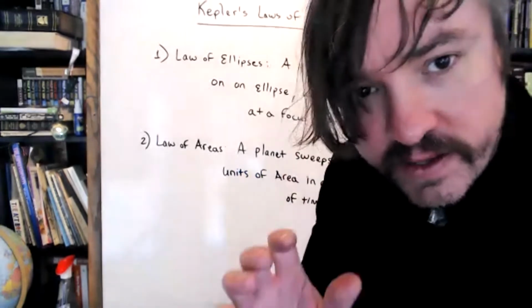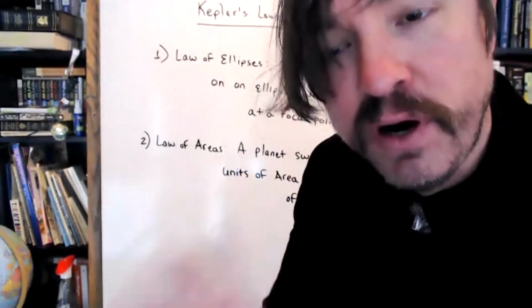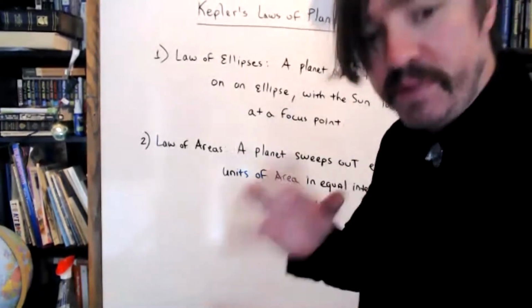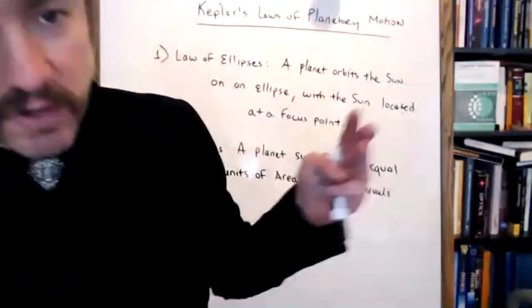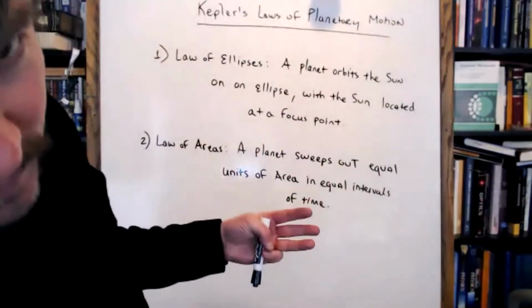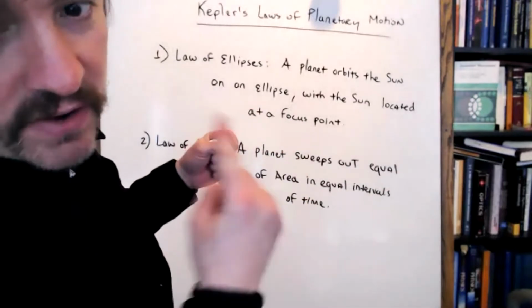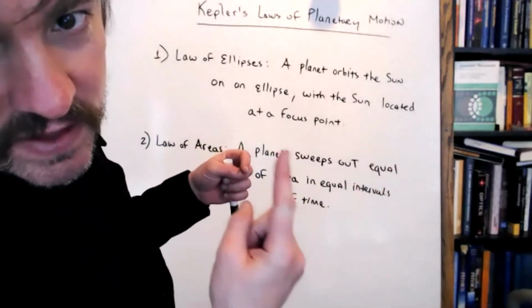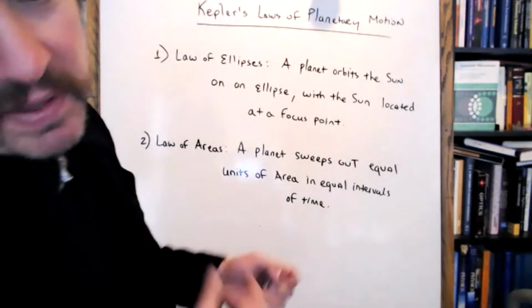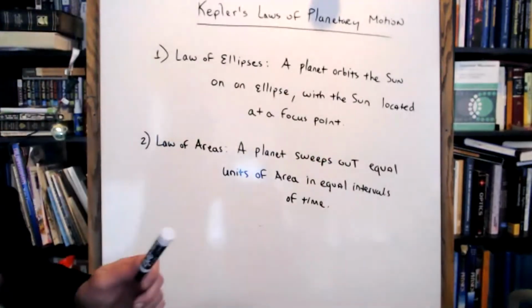The last law is actually the one that we need most for our homework today. So I've been building up to this. The third law of Kepler is a math formula. It relates the period of the planet, how long it takes to go around the sun, to the distance to the planet. It's known as the harmonic law.